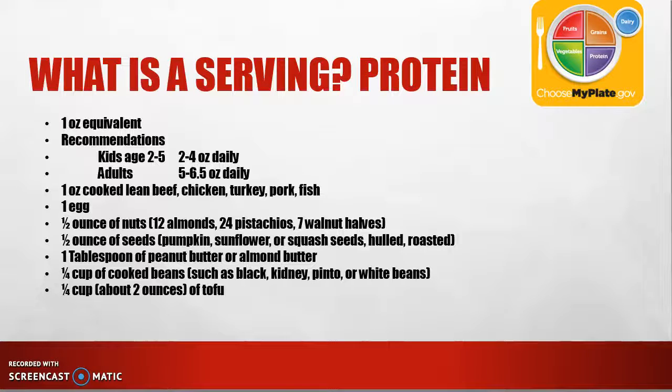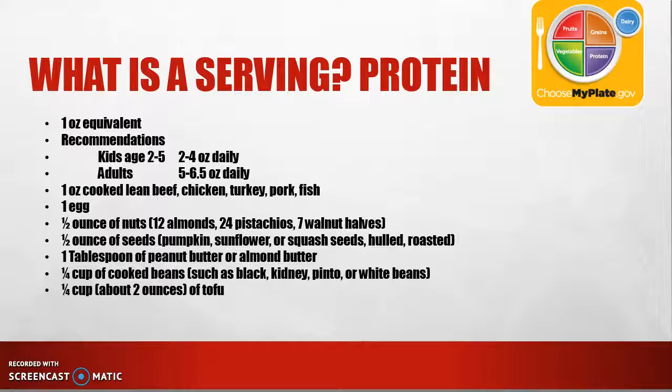An ounce is just ounce per ounce. An ounce of cooked lean beef, chicken, turkey, pork, or fish. 1 egg is equal to 1 ounce of protein. A 1/2 ounce of nuts, which is about 12 almonds, 24 pistachios, or 7 walnut halves. A 1/2 ounce of seeds, such as pumpkin seeds, sunflower seeds, or squash seeds. 1 tablespoon of peanut butter is equal to 1 ounce of protein.